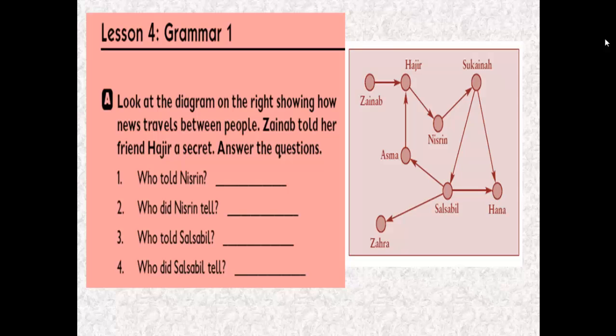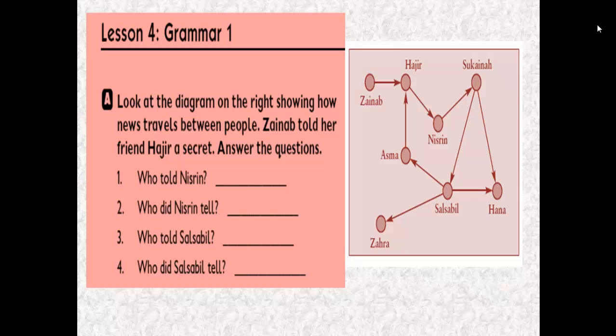Look at the diagram on the right showing how news travels between people. Zainab told her friend Hajar a secret. Answer the questions. Number 1. Who told Nisreen? Here in these questions you are asking about the subject. So who told Nisreen? Number 2. Who did Nisreen tell? Here in this question we are talking about the object question.